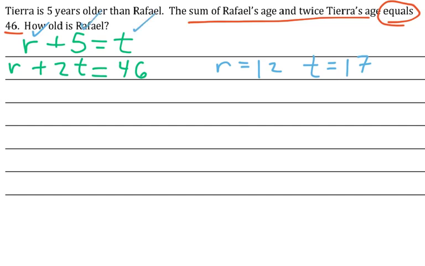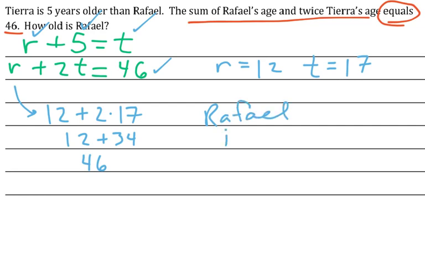Of course it's going to work in that equation because that was the easier one I chose to try this out in. But I should also make sure it works in here. I'm drawing an arrow just to separate my work from the equations that I wrote. So here's 2 times 17, which gives me 34, plus 12, which gives me 46, which checks out in this equation. So now I can go ahead and label this. Raphael is 12 years old.